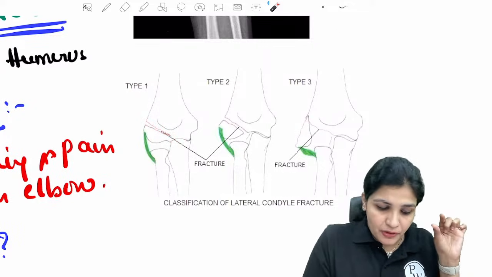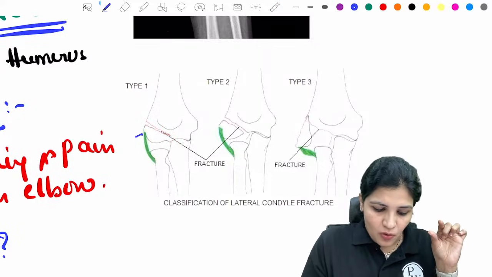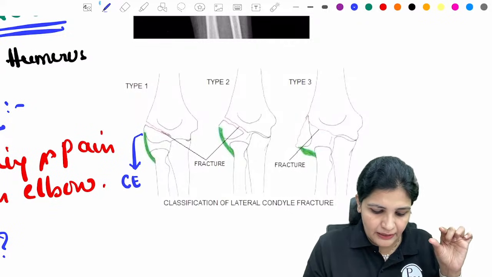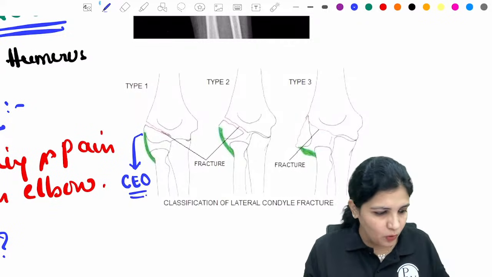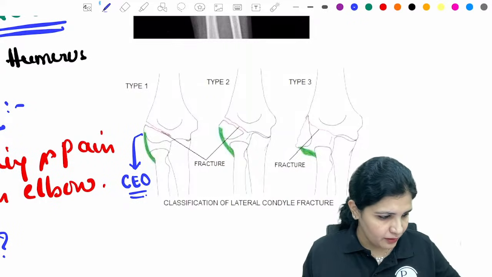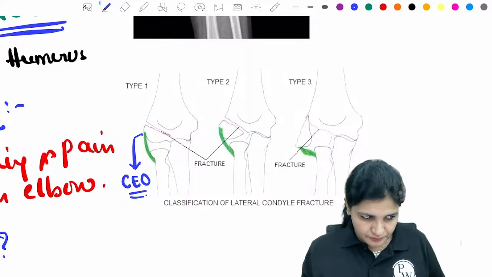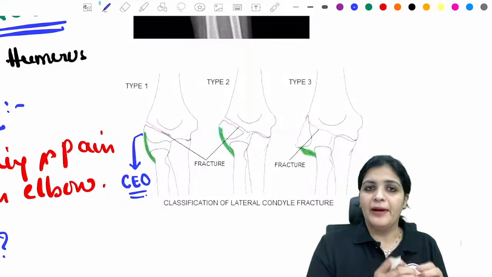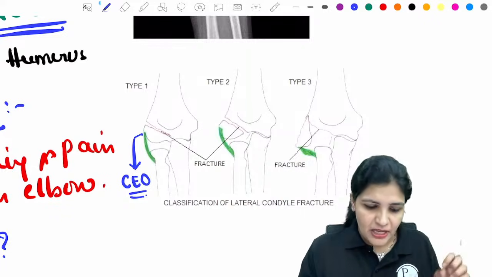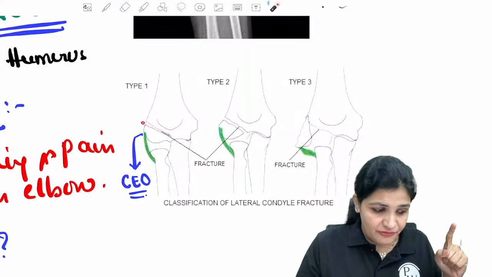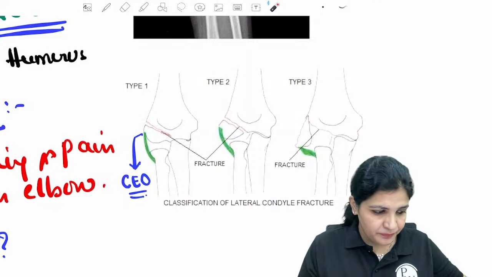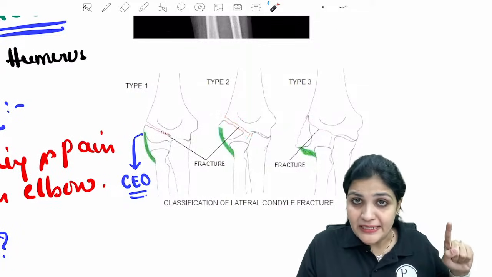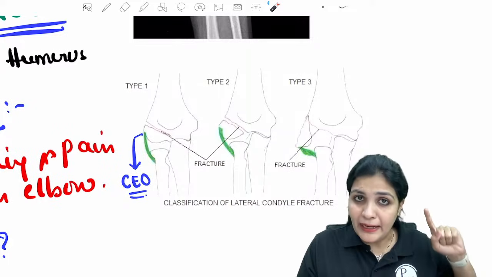Now what you have to remember is that whatever lateral condyle part is there, this is the CEO. What is a CEO? Common extensor origin. All the extensors of the forearm are attached to this lateral condyle. So in type 1, the fracture is not complete. And here the fracture is complete, but it is undisplaced or mildly displaced.